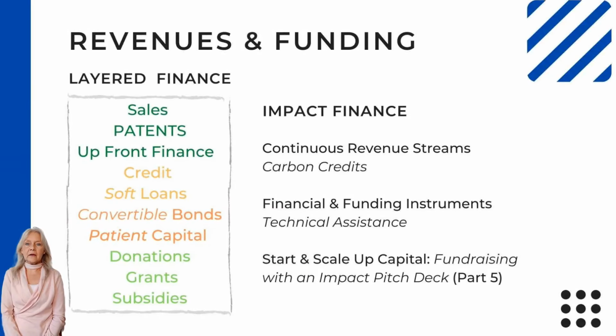Revenues from sales give you working capital and financial sustainability. Selling intellectual property, patents, give revenues and scale your impact. Upfront finance is pre-production capital. Credit means paying interest to your bank, suppliers, partners. Soft loans mean low or no interest, and patient capital means the repayment period is longer. Convertible bonds are loans that are repaid, or converted, paid out in equity, shares, partial ownership of your enterprise.